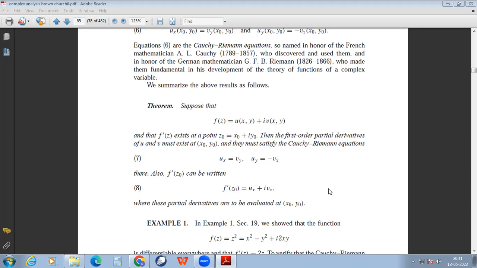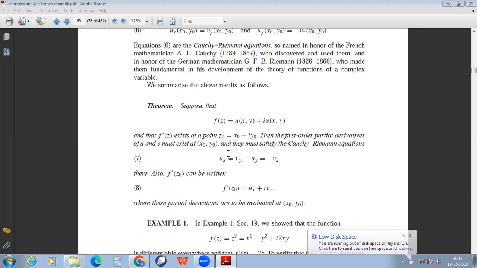Is it fine? Have you got what is meant by necessary conditions? Yes, ma'am. Okay, so these are the necessary conditions. What are they? F dash z exists means if it exists, then what must follow? The first order derivatives must exist and they should satisfy these two conditions, these two equations which are known as Cauchy-Riemann equations.